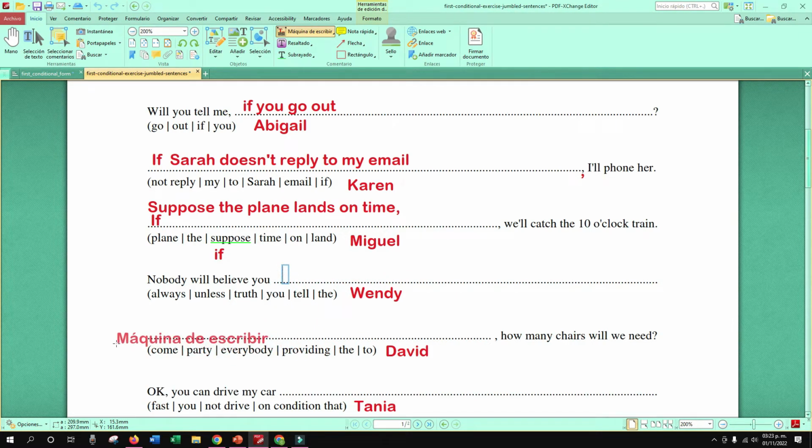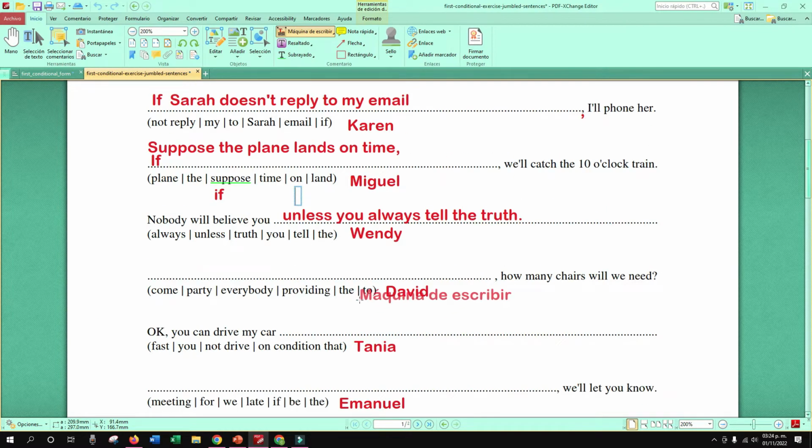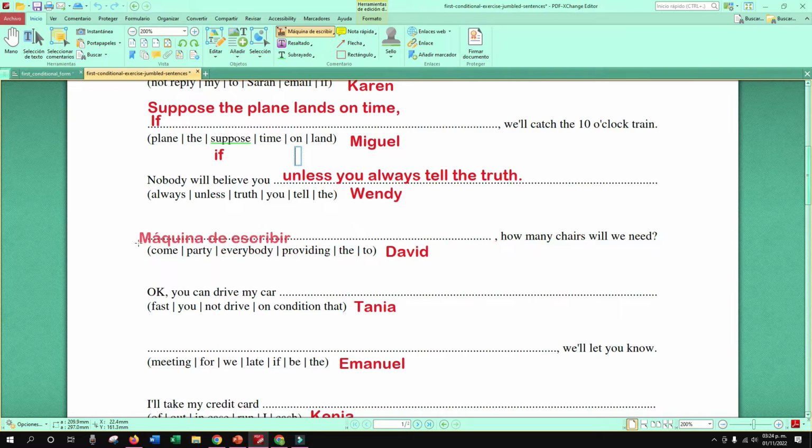Nice. Miss Wendy, nobody will believe you always unless you tell the truth. Okay, so in that case you use unless, right? Unless you always tell the truth, right? Perfect. So, nobody will believe you unless you always tell the truth, right? Or even if you want it, right? That's the same, right? So, let's see the other one, Mr. David.